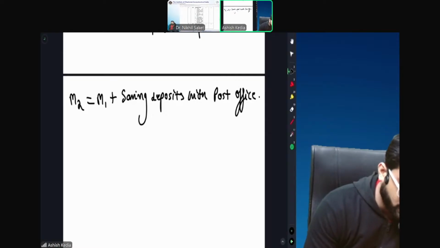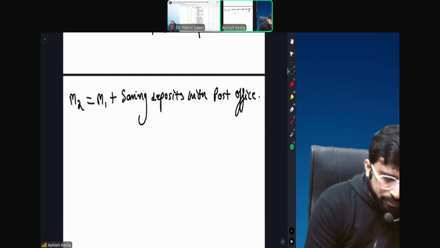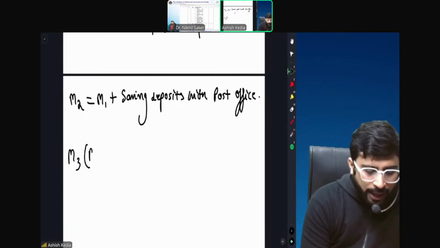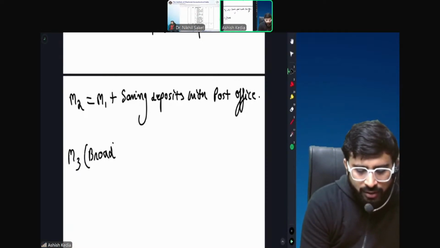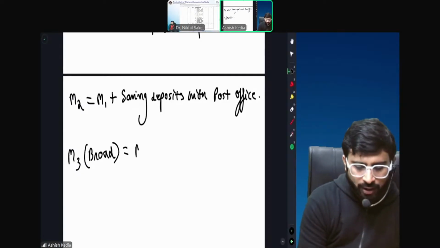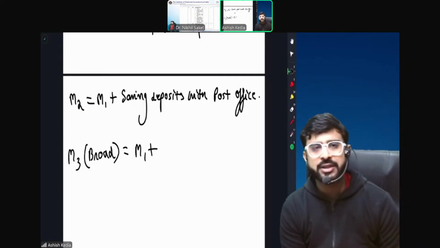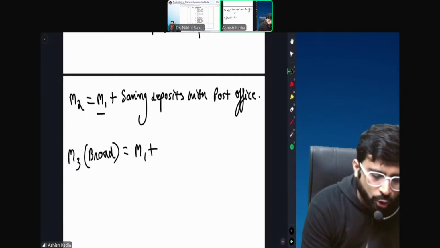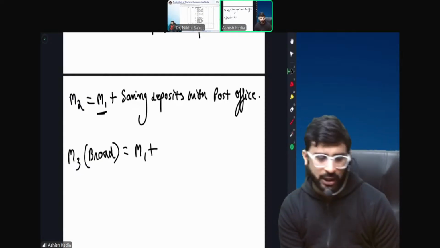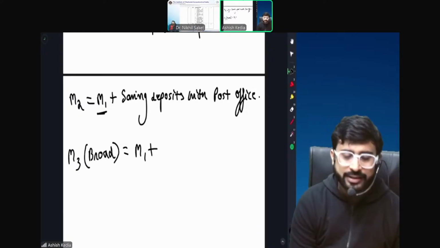Next, M3. Friends, remember M3 and M4 are both called broad money. So don't be confused. Primarily M3 is broad. So what does it include? M3 includes M1 plus. Now the mistake students tend to make is, sir, you had written in M2 M1 plus something, so in M3 it should be M2 plus something. No, no, no. It's correct. It is M1 plus.